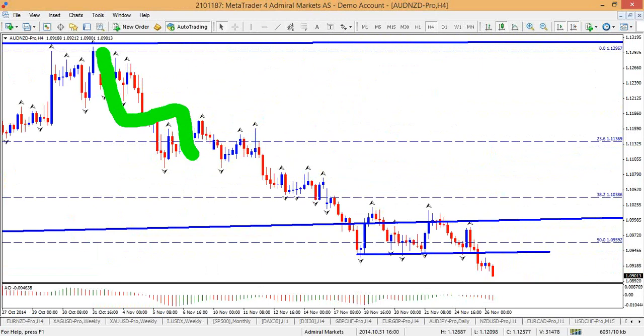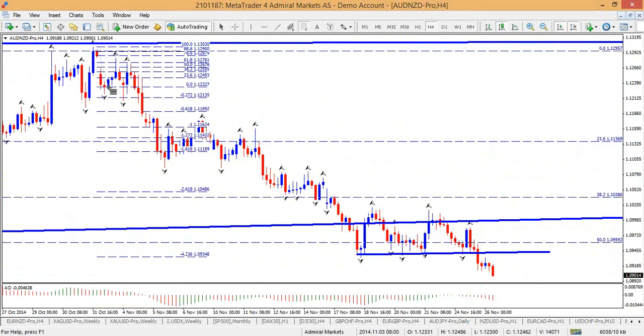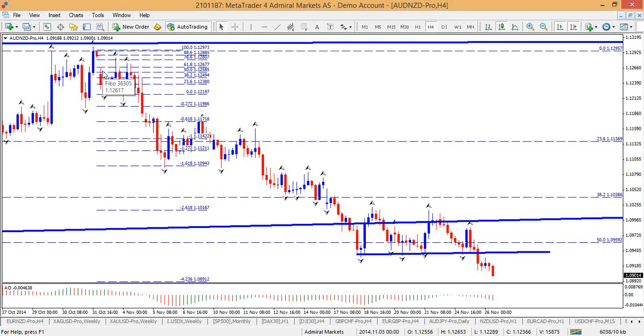We can put fibs on this downside too to see where the targets are. That would require a lot of fibs though. Let's do it very quickly.